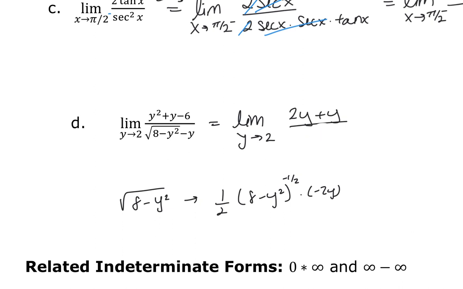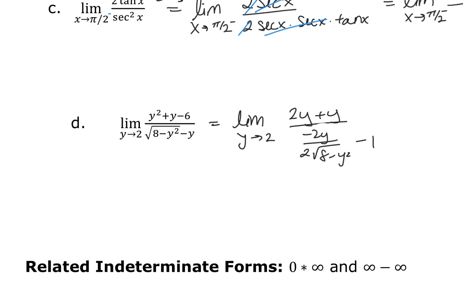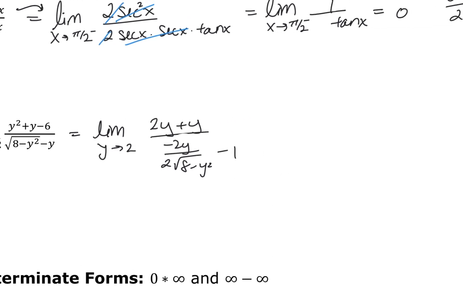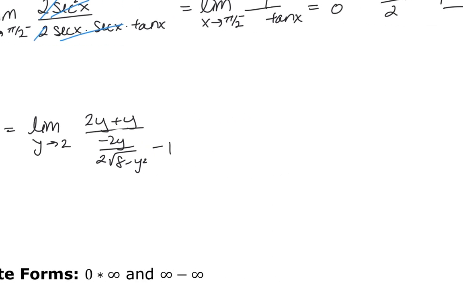I'm going to write this as negative 2y over 2 times the square root of 8 minus y squared, minus 1. And the reason I'm going to do that is I'm going to do some algebraic cleanup and hope that things cancel out. Let's see what happens. So I'm going to go ahead and multiply. Notice here that the 2's cancel. I'm going to multiply everything by the square root of 8 minus y squared. And when I mean everything, I mean the numerator and denominator, each term.